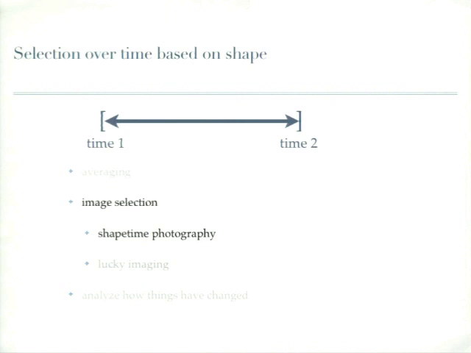So that's averaging. And then, as I mentioned, there's selection. So how are you going to select pictures, which frames to show of many frames that you might collect between these two time frames? Well, one way to do it is by which one is closest to you, or which pixel is closest to you each time. So this brings up something called shape time photography, which is our second product placement, I should say.